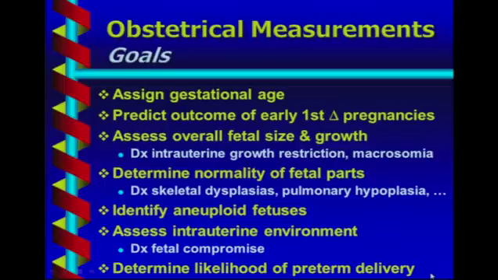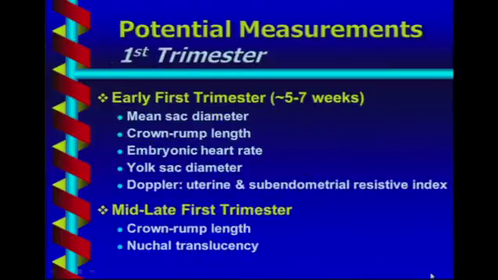Not only assess the overall fetal size and growth, but determine the size of individual fetal body parts to determine whether they're normal, to identify aneuploid fetuses, in other words, fetuses that have abnormal chromosomes, to assess the intrauterine environment and make sure the fetus isn't compromised. Measurements can help determine the likelihood of preterm delivery.